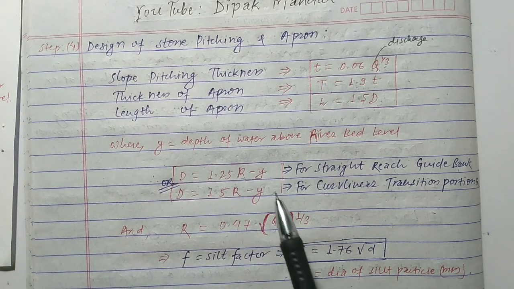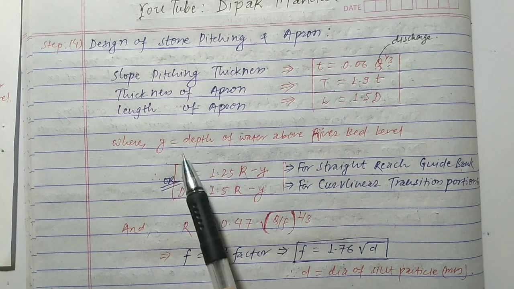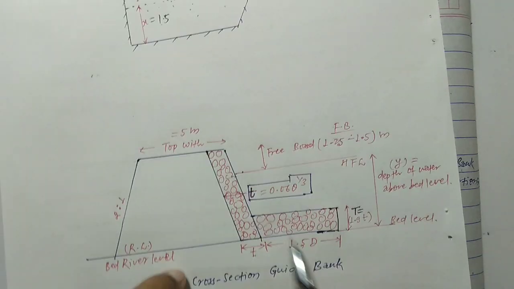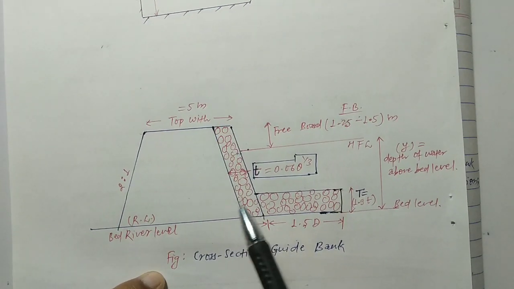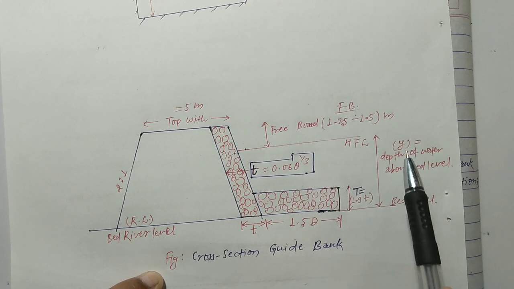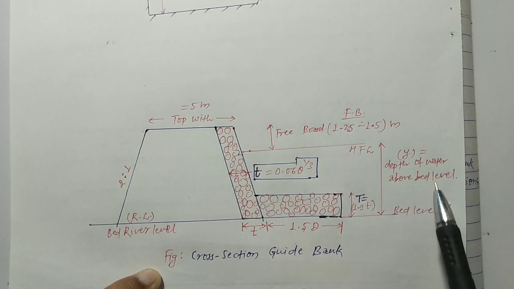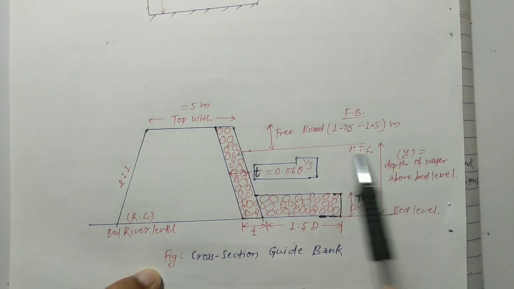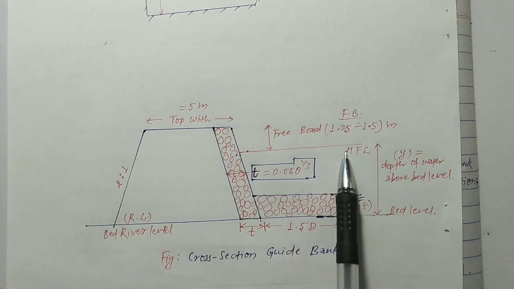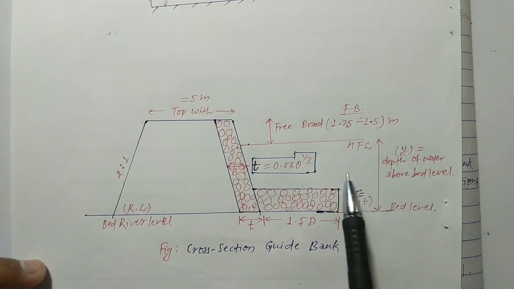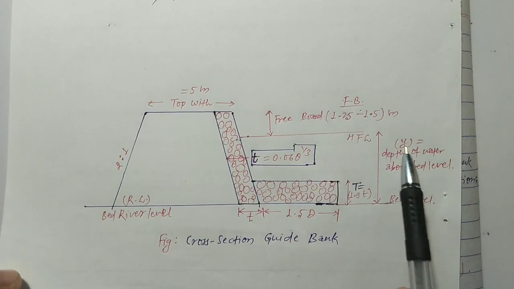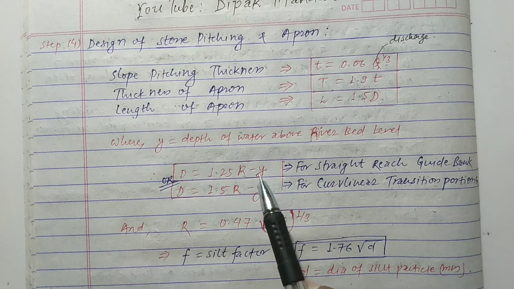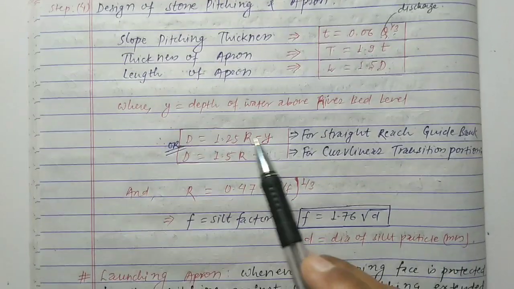So you can see here, y is just the depth of water above the river bed level. You can say in this cross sectional guide bank, this is the y. Okay, and y is the depth of water above the bed level. This is the bed level, and this is the depth of water from bed level to this level. This level is called high flood level. Okay, and from the distance this is y, depth of water above the bed level. Okay, and after knowing this value we have to calculate the value of R.